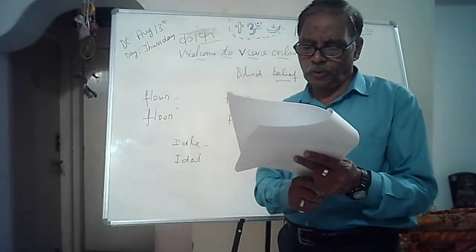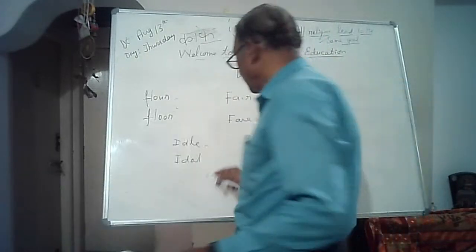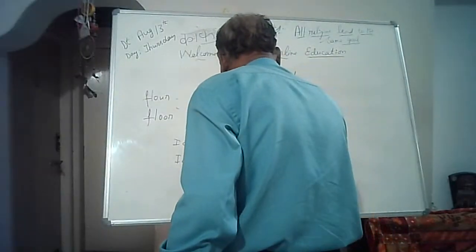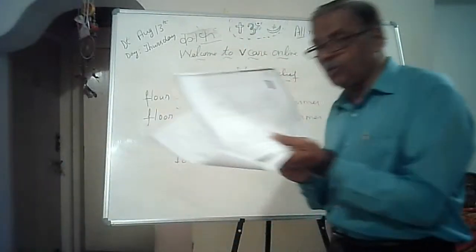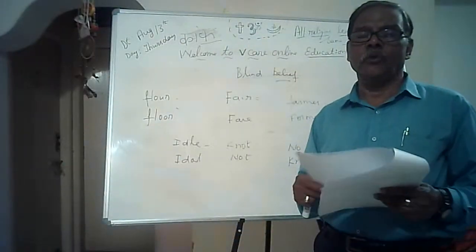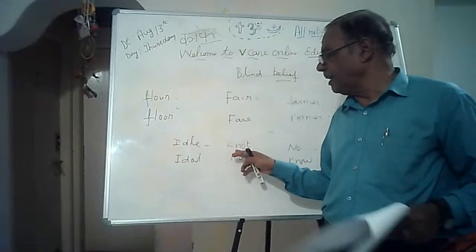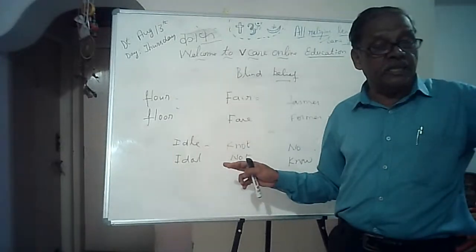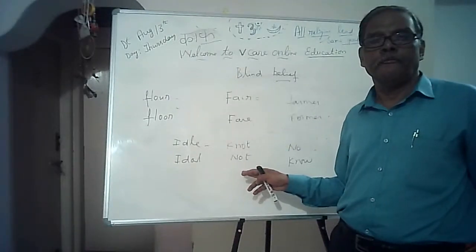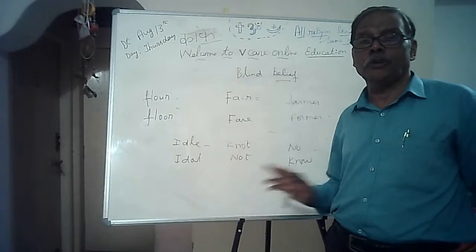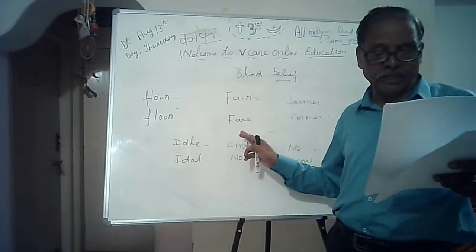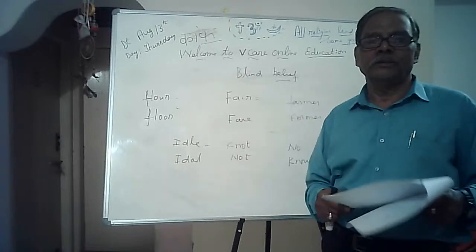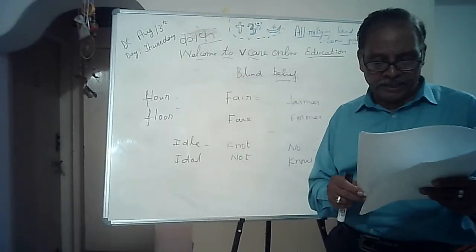Coming to knot and not. K-N-O-T, knot. N-O-T, not. K-N-O-T is a knot, like a hair knot. N-O-T, not, is negative: "He is not coming today. He is not here." Like that you can say. This knot is what you tie, tying a knot. Okay, lesson.